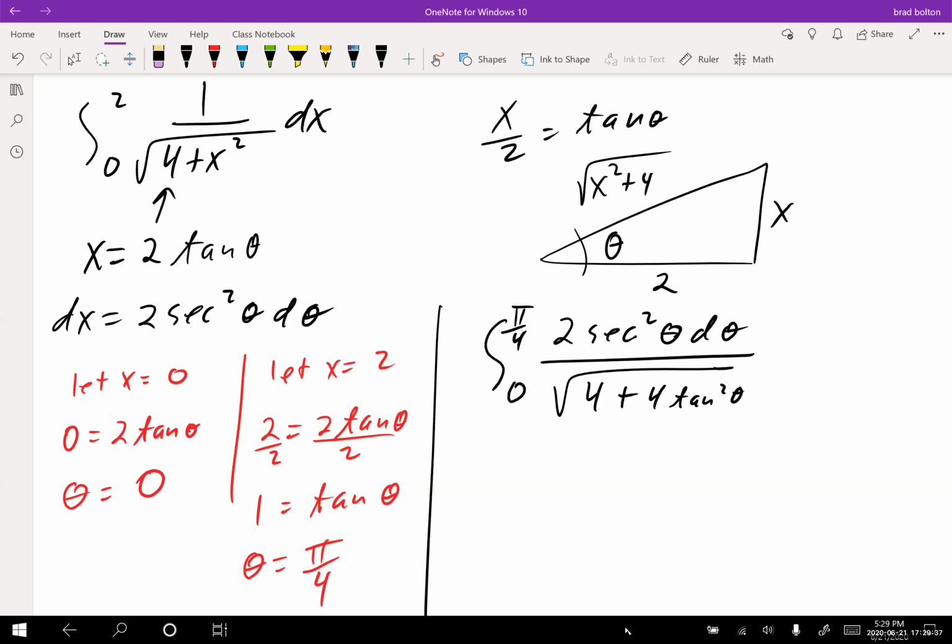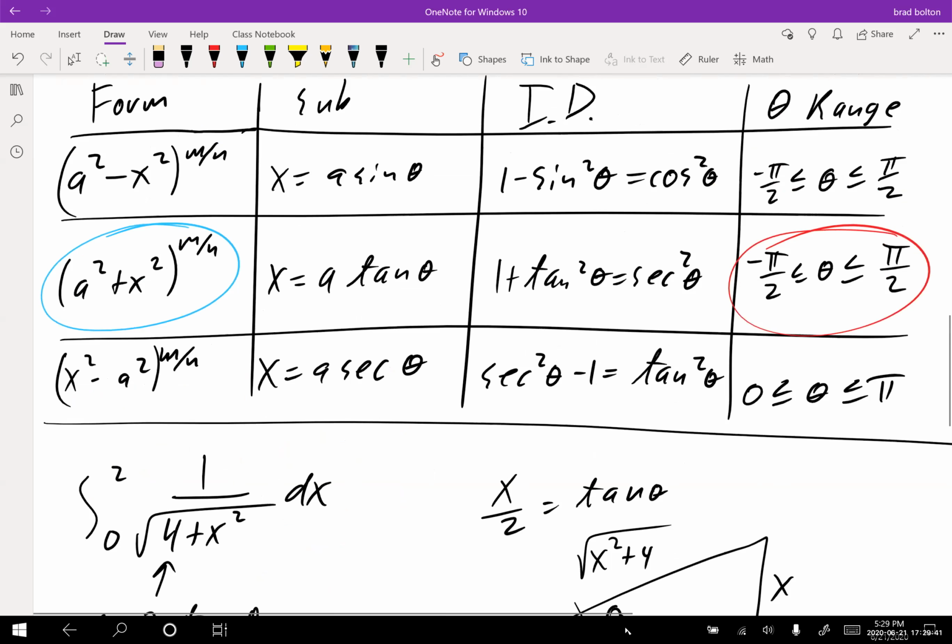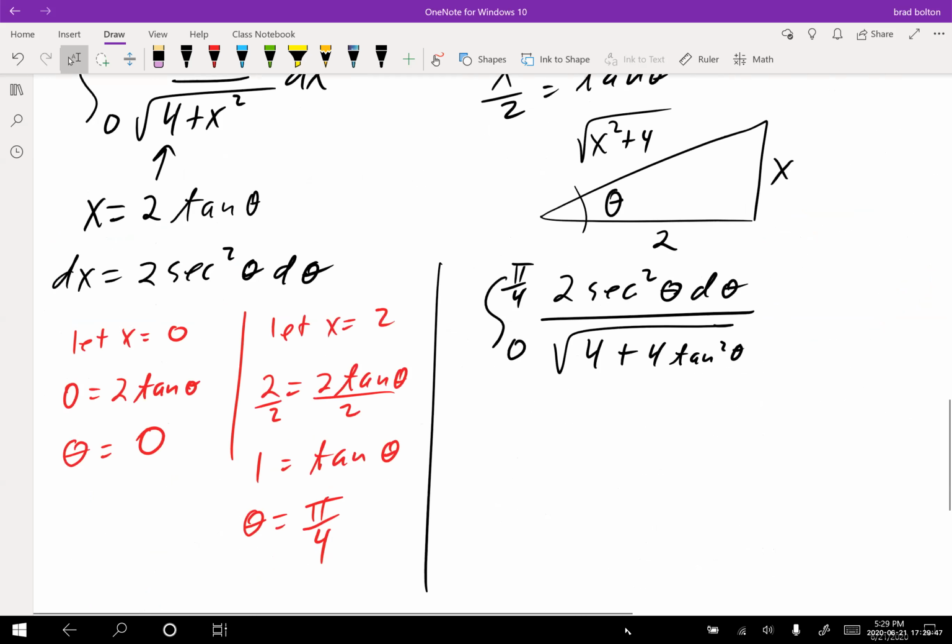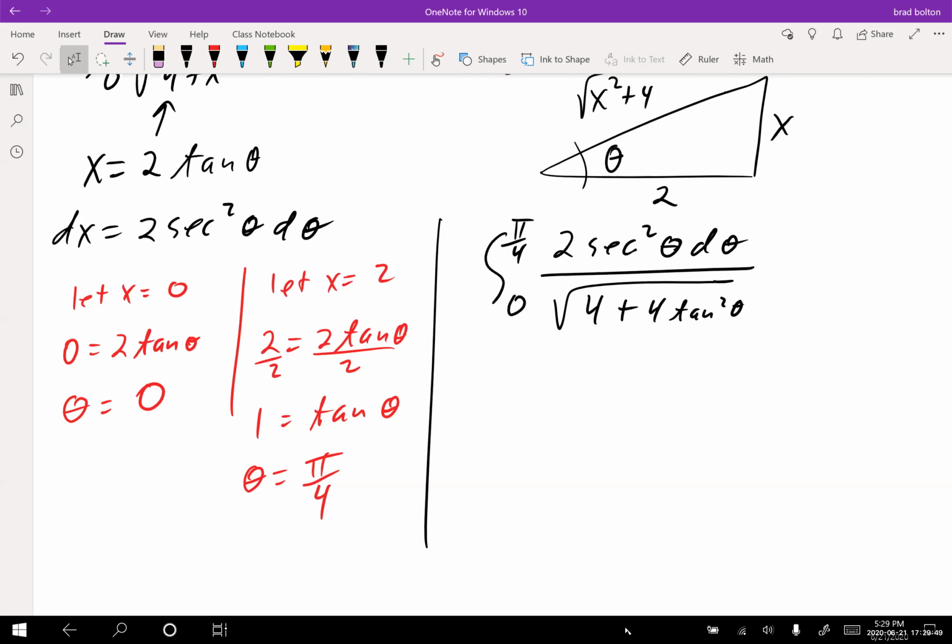So again, this is a certain format, and for us, it has to match some form like these three forms. Again, there are other ways to think of it, but these are the three we're really going to focus on. And we have 4 plus 4 tan squared theta. So take a minute and try to clean this problem up and see where you end up. And then unpause the video and I'll go over it with you.